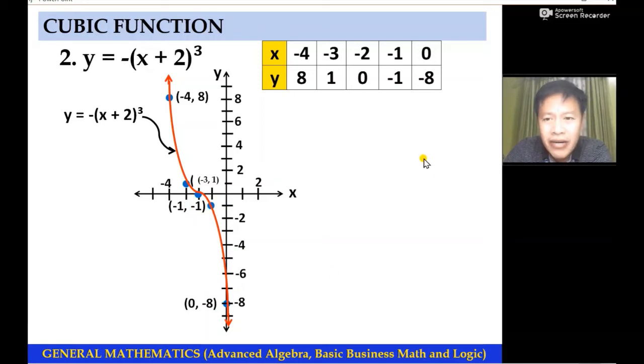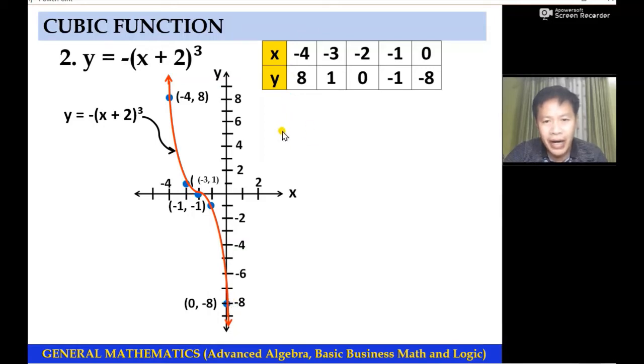Now, if x is equal to 0 and y is equal to negative 8, where is the point? X is 0, therefore, do not move to the right, do not move to the left, move downward automatically 8 units. 1, 2, 3, 4, 5, 6, 7, 8. This is it. Take note, if our cubic term is negative, look at this style of the cubic function.